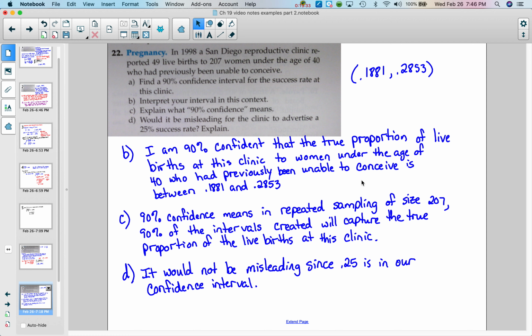Part D, would it be misleading for the clinic to advertise a 25% success rate? It would not be misleading because 0.25 is in our confidence interval. So it would seem reasonable that they perhaps have a 25% success rate.